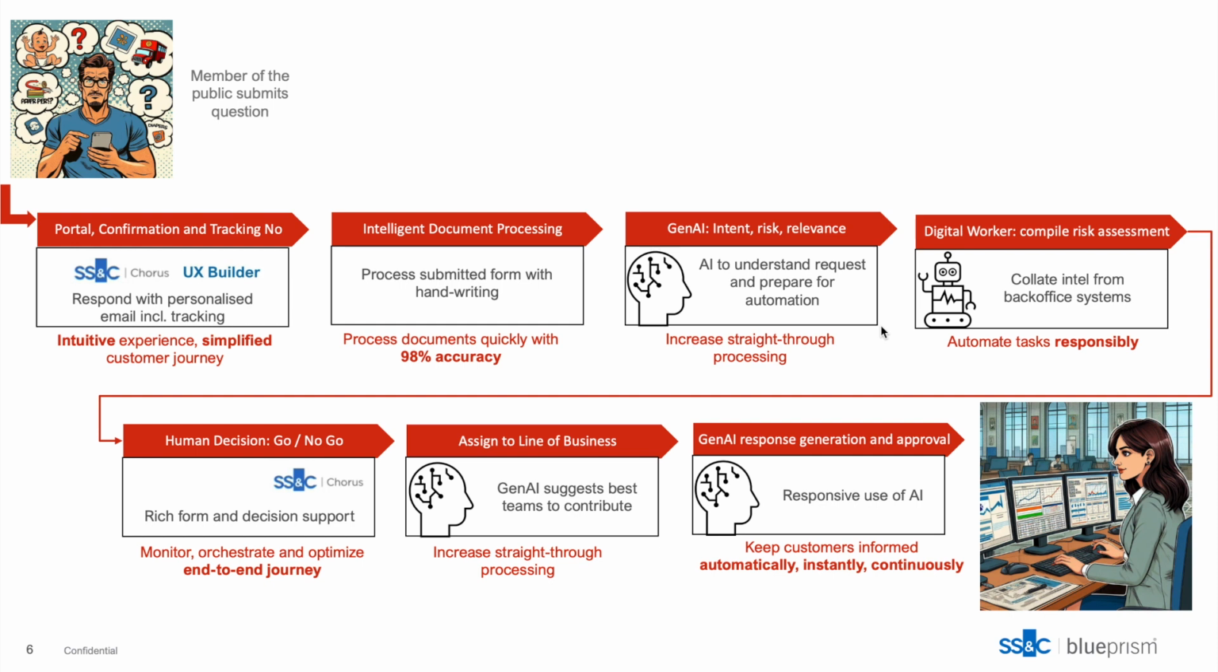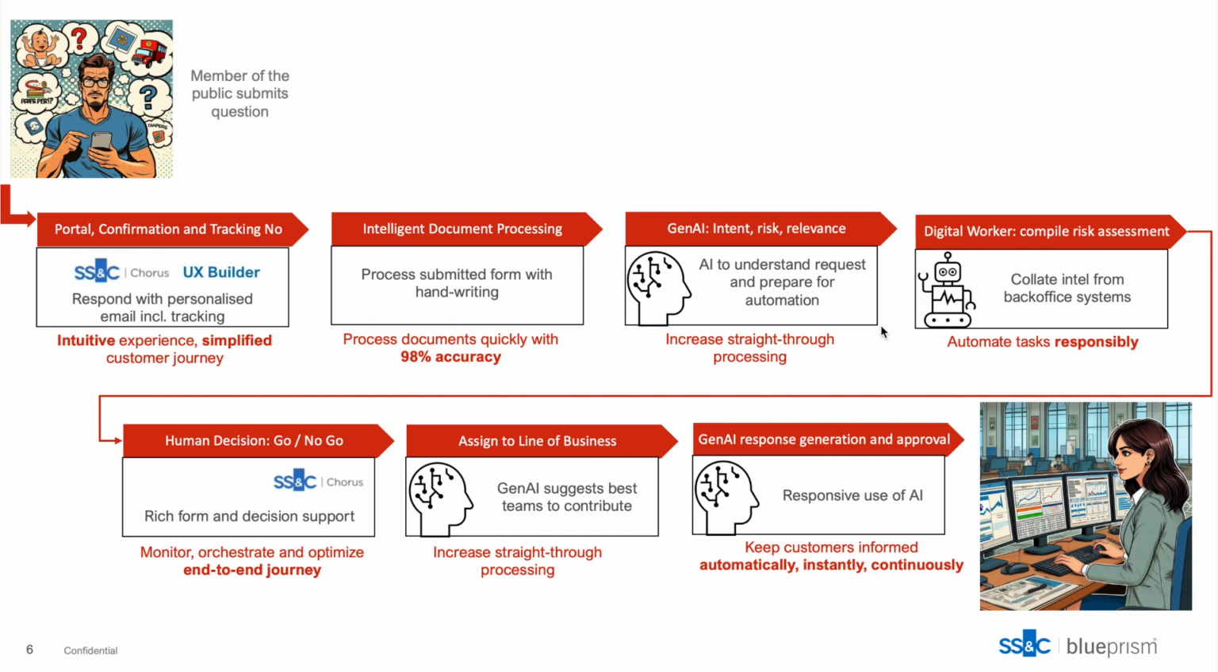After Peter has submitted the request, a number of automatic activities are happening to gather all the necessary information for a human to make the go or no-go decision for the request. The uploaded form will be processed using Intelligent Document Processing, IDP, to extract the handwritten request information. The next step will use a large language model as part of GenAI to analyze the request and generate insight to serve the customer best.